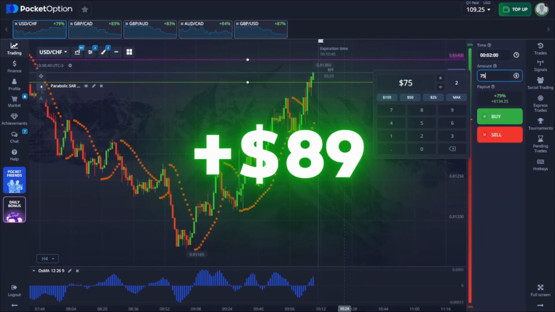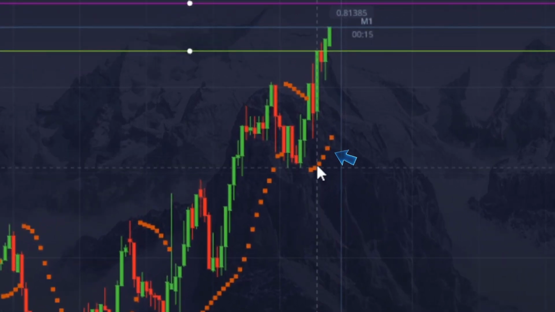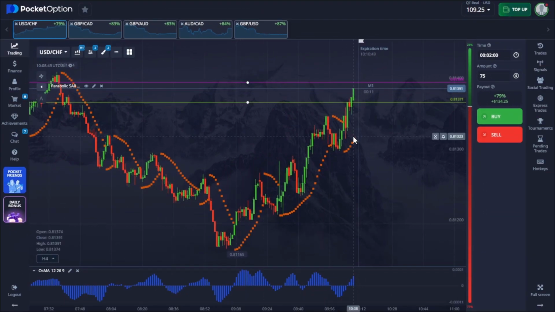$89. Okay, almost $110, guys, in my account. And look at the positions. Look at the indicators. Okay, that's pretty good. That's an uptrend.